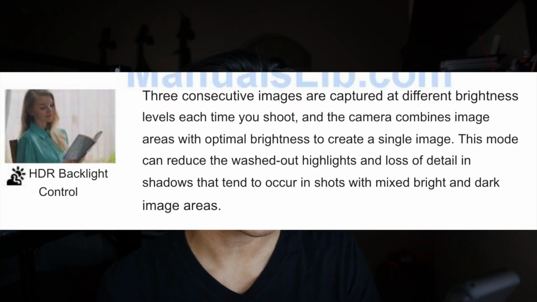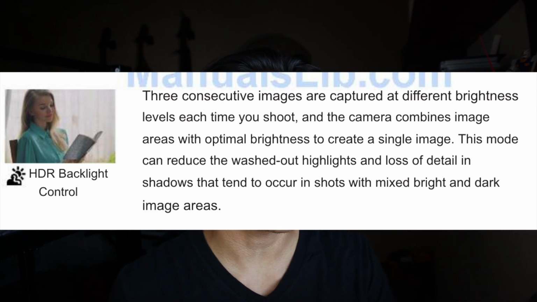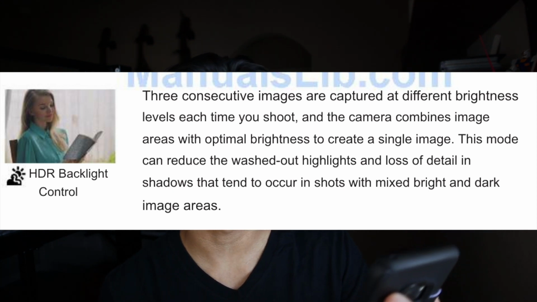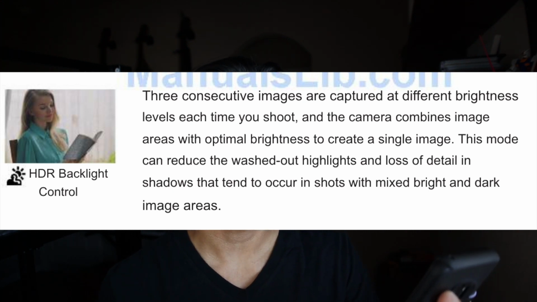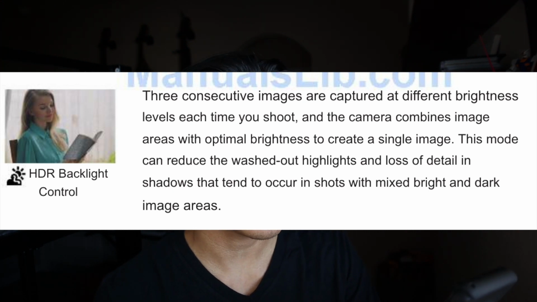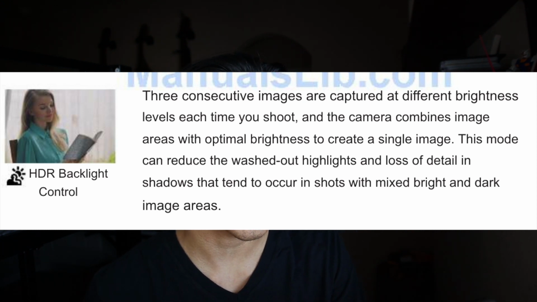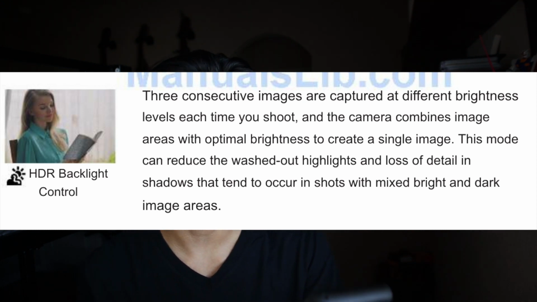So what this does is also take 3 pictures. For example, according to the manual that I found for the M50, it says 3 consecutive images are captured at different brightness levels each time you shoot, and the camera combines image areas with optimal brightness to create a single image. This mode can reduce the washed out highlights and loss of detail in HDR backlit shadows that tend to occur in shots with mixed bright and dark image areas.